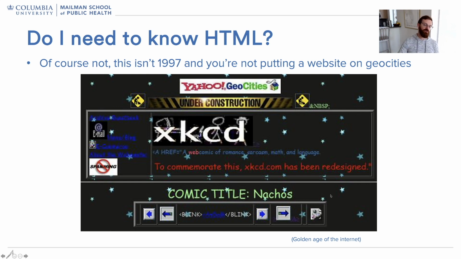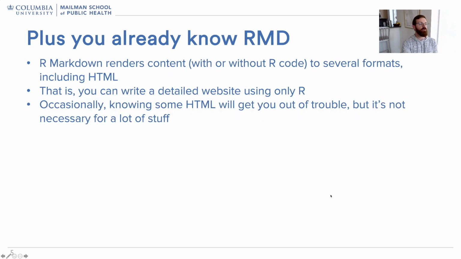So, okay, great. Do you need to know HTML? No, you don't, because you already know R Markdown. If you remember, the process in R Markdown is the following. You write an R Markdown document. Sometimes it's got code, sometimes it doesn't. Maybe you're just writing some text that you're interested in. That goes to a Markdown document, and that gets rendered to several different formats. Those formats can be a Word document or a PDF or a GitHub document. And you can also export directly to HTML.